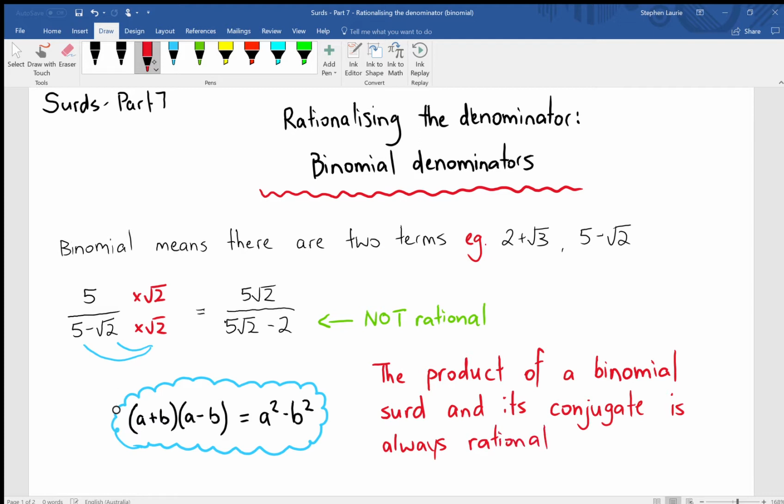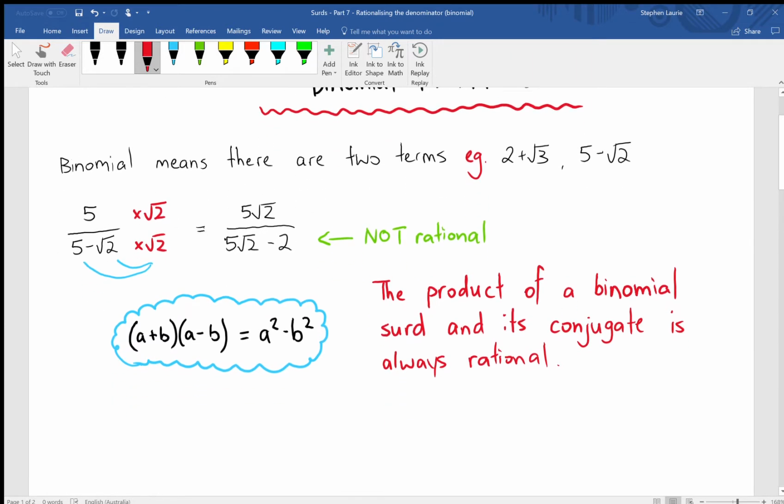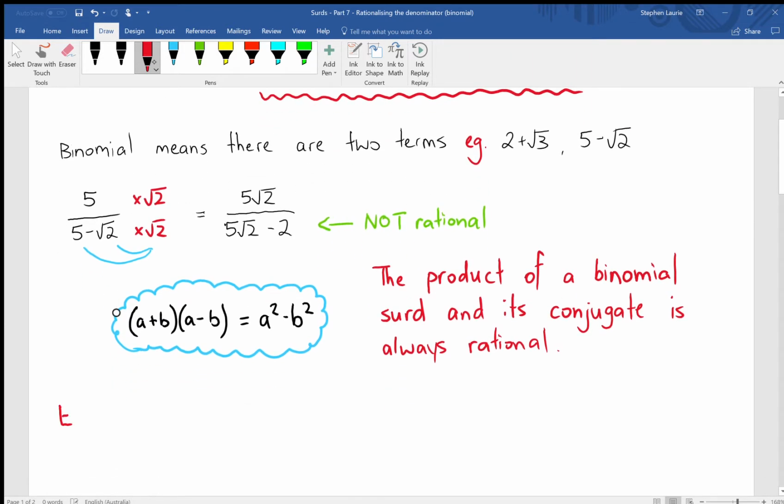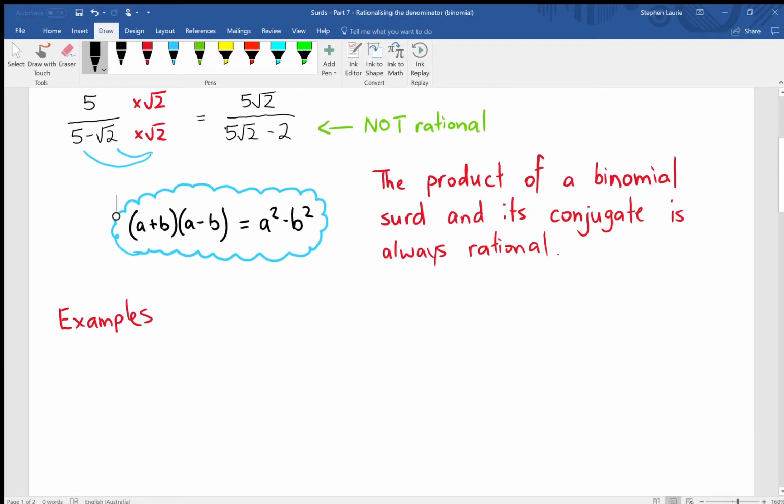So instead of just multiplying by the square root of 2, what we needed to do was multiply by 5 plus root 2. So let's start our examples now, and we'll retry that question, but instead of the method we used, we will try multiplying by the conjugate. Now, for all 3 examples that we're going to look at here, we are attempting to rationalise the denominator.